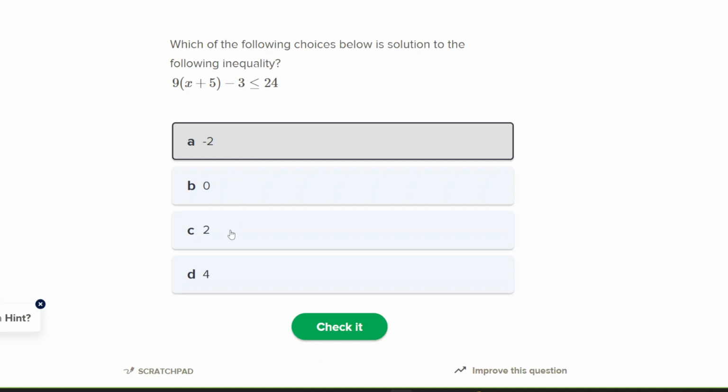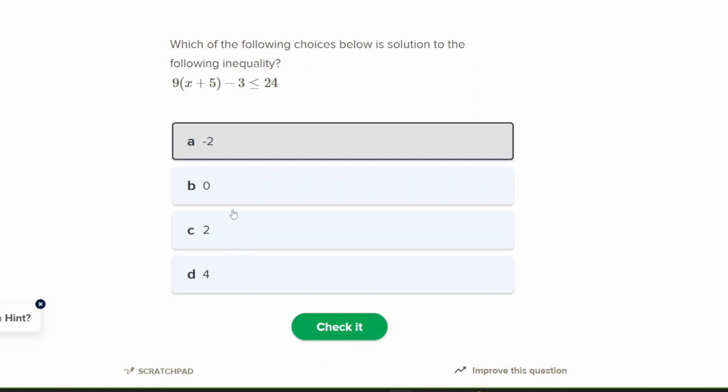If x were 2, 2 plus 5 is 7. 9 times 7 is 63. 63 minus 3 is 60. Is 60 less than 24 or equal to 24? No, neither of those things. So 2 is also not a solution.